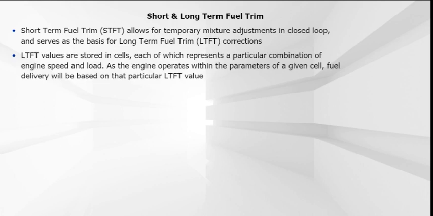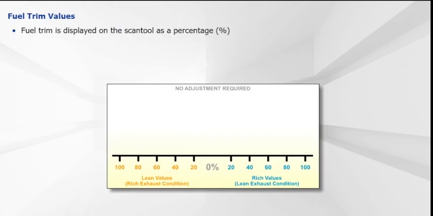control. LTFT values are stored in cells, each of which represents a particular combination of engine speed and load. As the engine operates within the parameters of a given cell, fuel delivery, or injector pulse width, will be based on that particular LTFT value. Fuel trim is displayed on the scan tool as a percentage. These values are based on the input signals from the upstream oxygen sensor or sensors in closed loop.